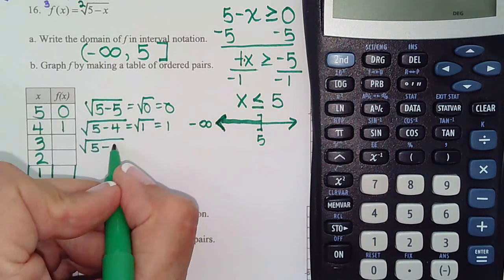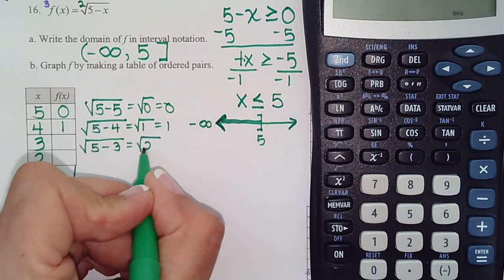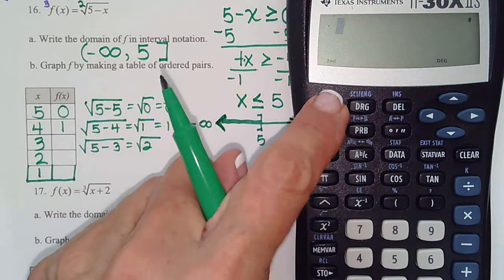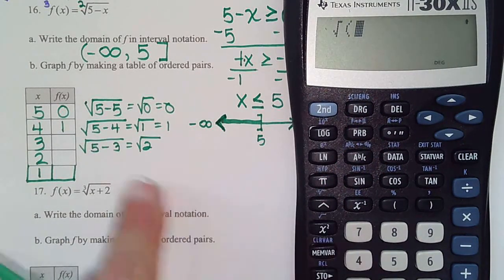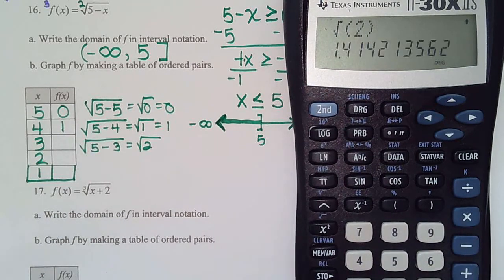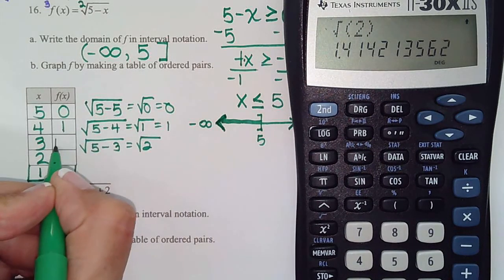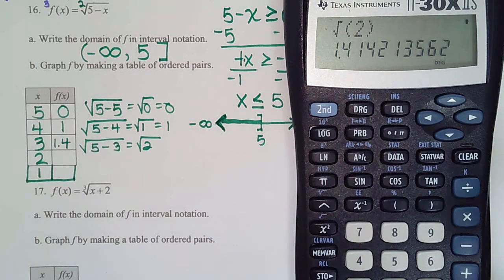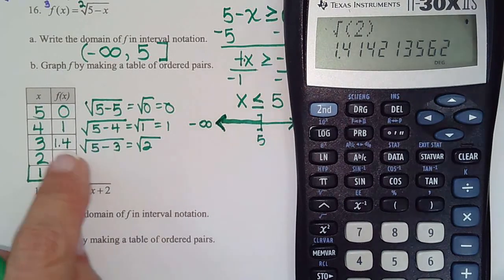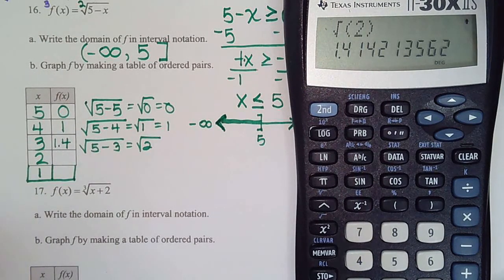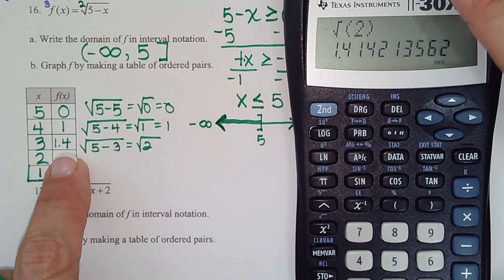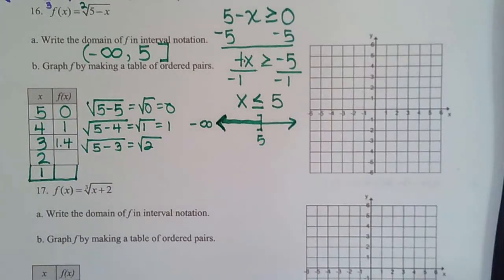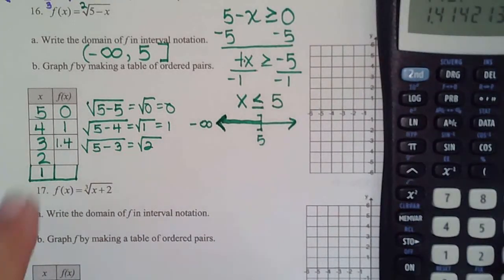5 minus 3 is square root of 2. If you don't know what square root of 2 is, I believe it's 1.4. You just do second square root of 2. Sure enough, 1.4. And we can round because we're graphing this and we can't be any more exact than tenths on a graph. You know, if your teacher asks you to round to hundredths, you round to whatever it says. But if it doesn't say, we just round to tenths, because how could we find 1.41 on the graph? That's a little bit too specific.